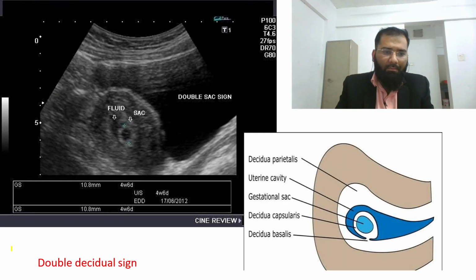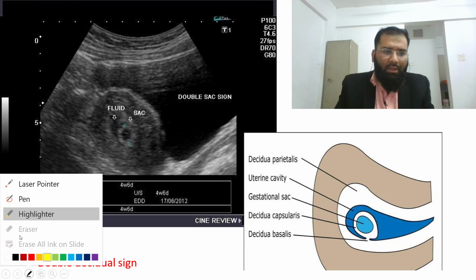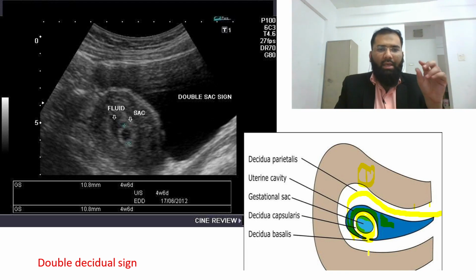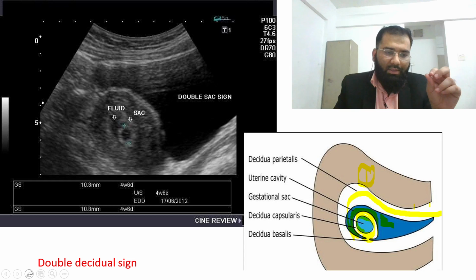Now let us see this image. So again, let us see first the illustration. The one which is present here, this is the G-sac. Okay. And this is decidua basalis. This layer which is surrounding the G-sac, this is decidua capsularis, and this layer which is in the periphery, this is called decidua parietalis. So this is one decidua which is decidua parietalis, and this is second decidua which is called decidua capsularis, and this sign is called double decidual sign.